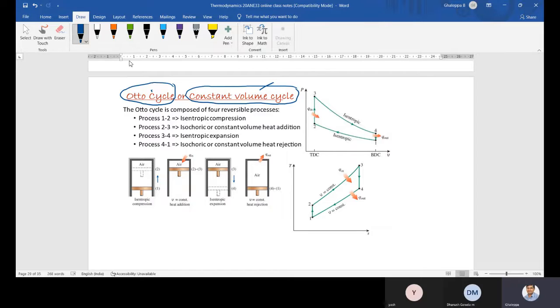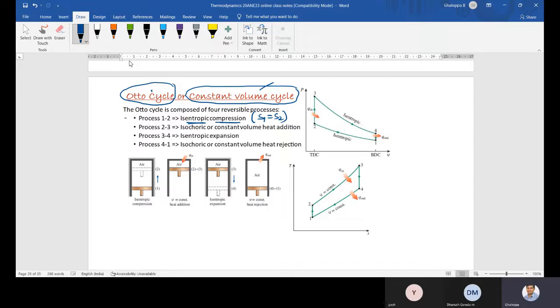Process 1 to 2 is always compression. What type of compression? Isentropic compression, during which S1 is equal to S2. You are new to this thermodynamics course, and some equations you need to remember. Later you will understand why the equation has come and how it is derived. Do not worry, for now just remember the equation, that's it.